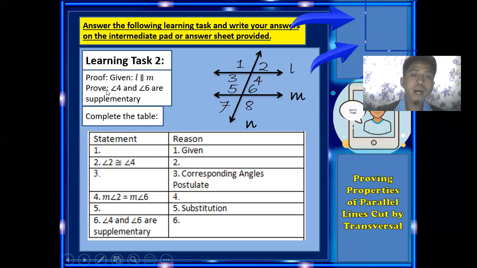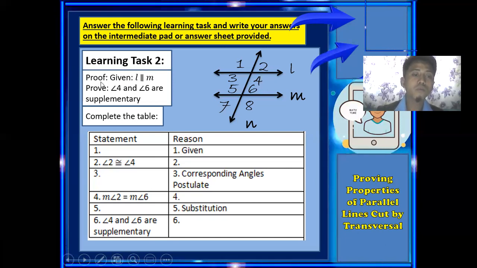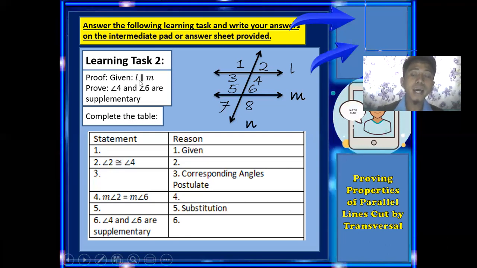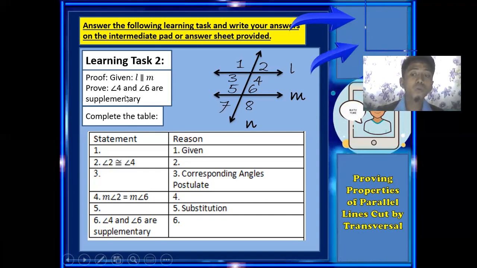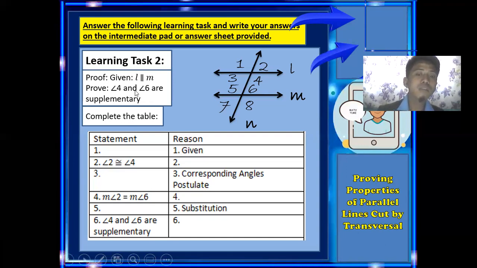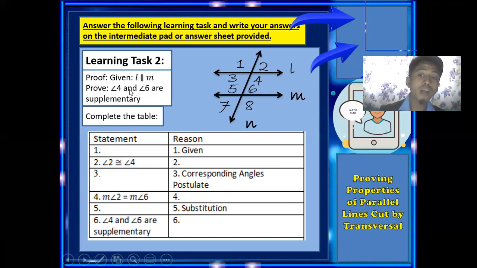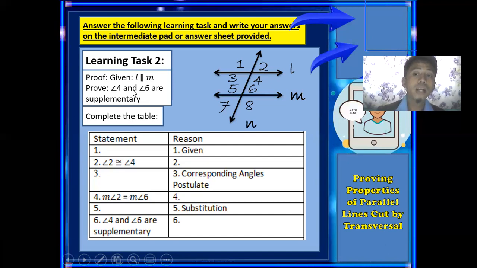So we need to prove, given the line L is parallel to line M, prove that angle 4 and angle 6 are supplementary. Because once you have proven this, we have proven that the same side interior angle theorem is correct, or that the sum of the two angles is always supplementary.